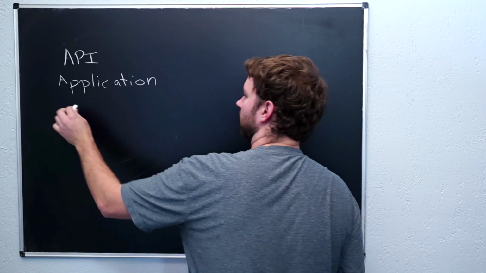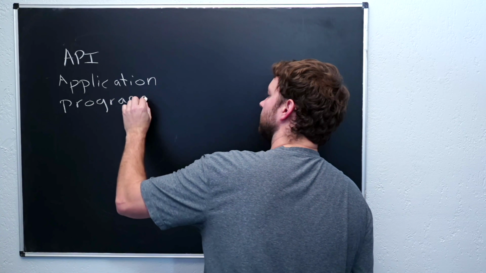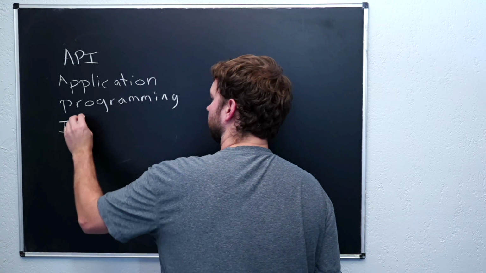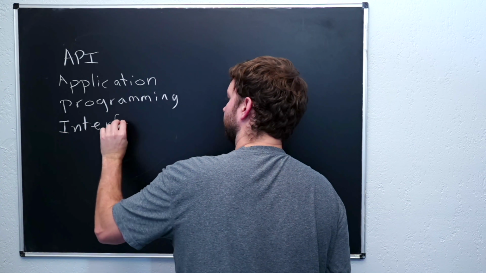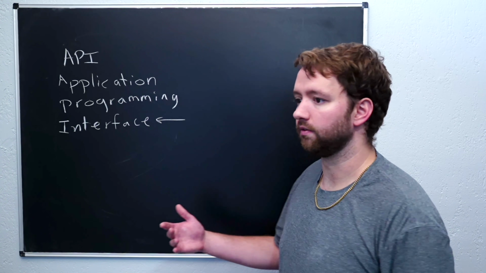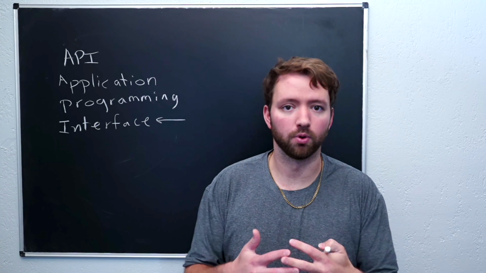So this stands for Application Programming Interface. And this allows us to build applications that talk to each other. So when you hear the term interface, you should think of the surface area of potential interactions for an app.